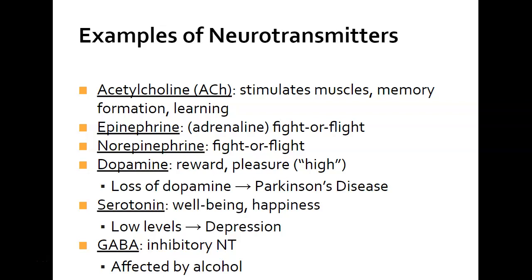Serotonin has to do with well-being and happiness. Low levels of serotonin have to do with depression, which is why a lot of depression medications like Prozac, for example, stimulate serotonin neurons. And then we have GABA, which is a primary inhibitory neurotransmitter that is affected by alcohol. So alcohol inhibits a lot of thinking neurons, go figure.